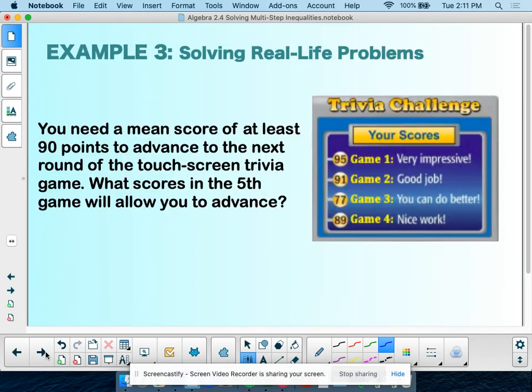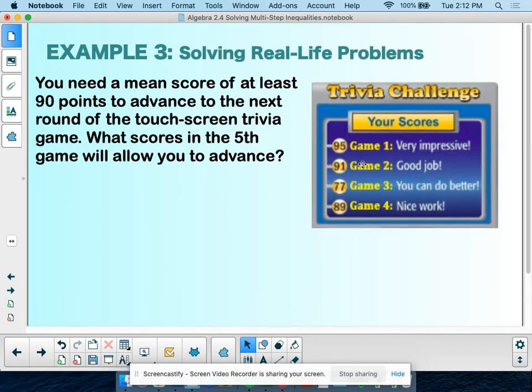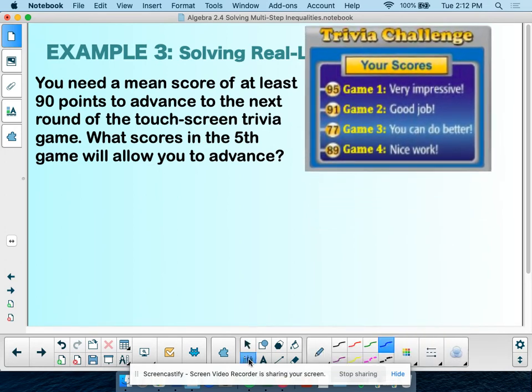Okay, our last one here. It says you need a mean score of at least 90 points to advance to the next round of the touchscreen trivia game. What score in the 5th game will allow you to advance? Remember, mean is just the average, right? So we need to find the average. Do you guys remember how to find the average? I hope you're thinking we're going to add up all of our games and then divide by how many we played. So we're going to have 95 plus 91 plus 77 plus 89.